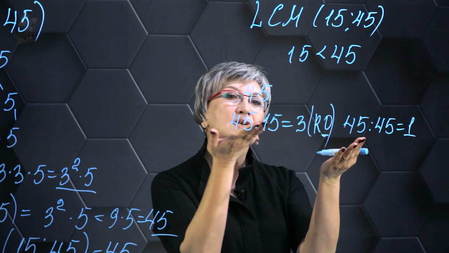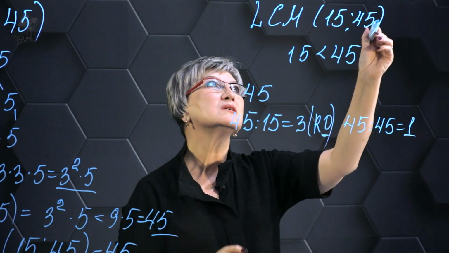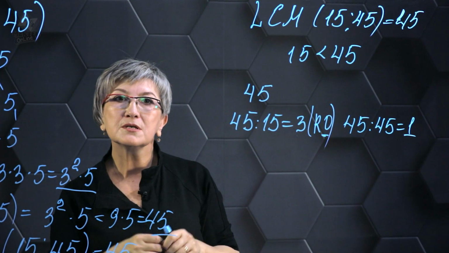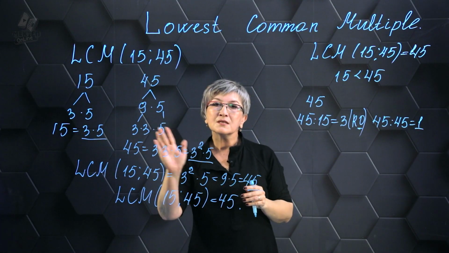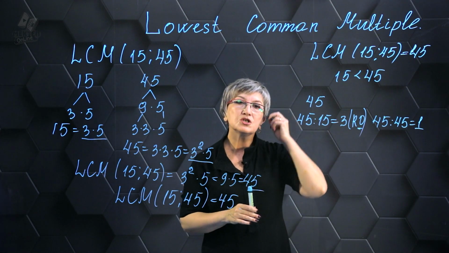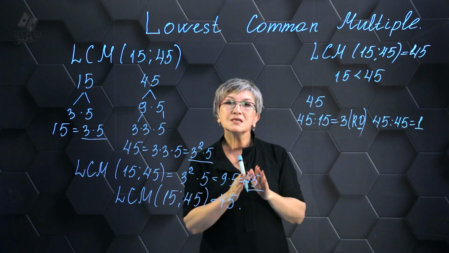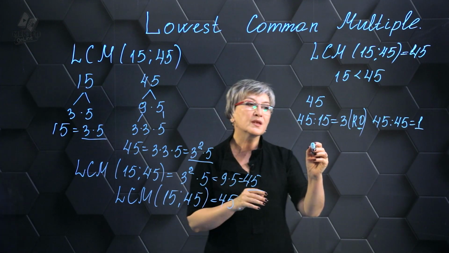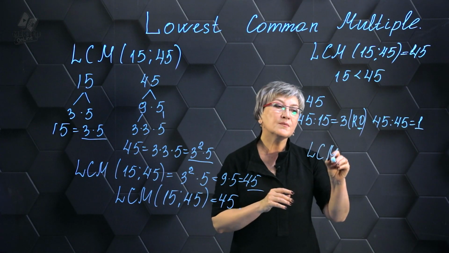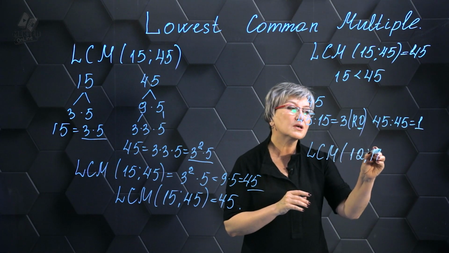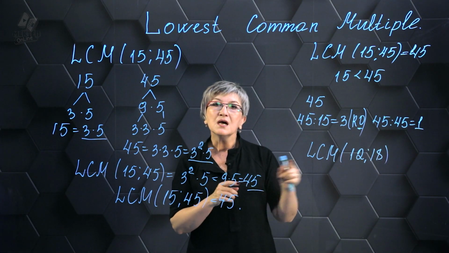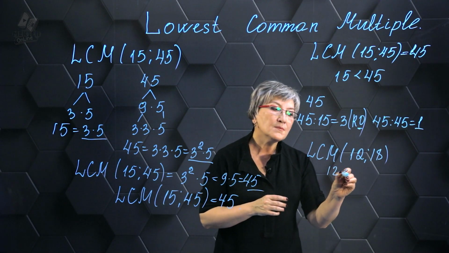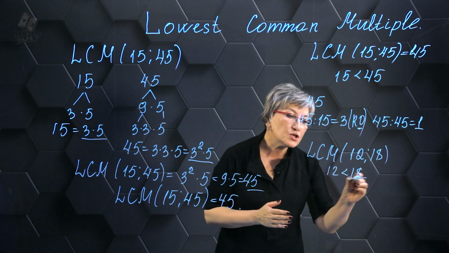So if it divided here, and in this case it divided, I write it down. The least common multiple is equal to 45. That's all. I don't need to factorize it. But I need to consider what would happen if 45 was not divisible by 15 and 45. Let's say we were discussing another example, the least common multiple of 12 and 18. Which of these numbers is bigger? Of course, 18. So 12 is smaller than 18. I'm working with the number 18.